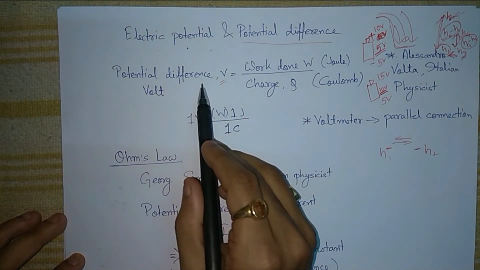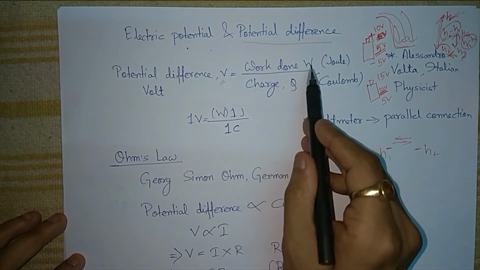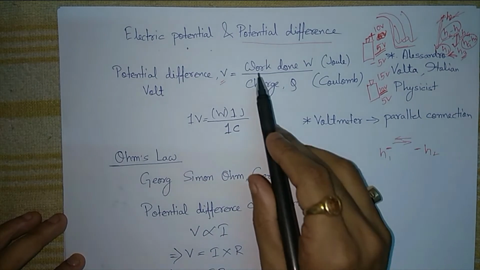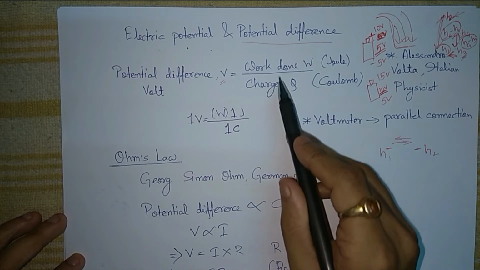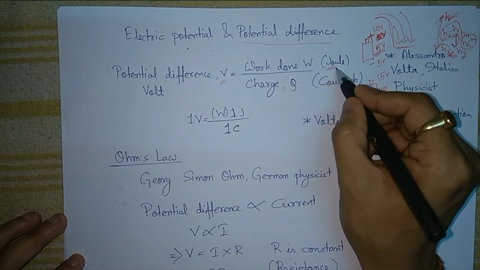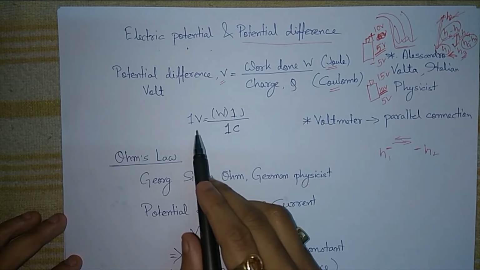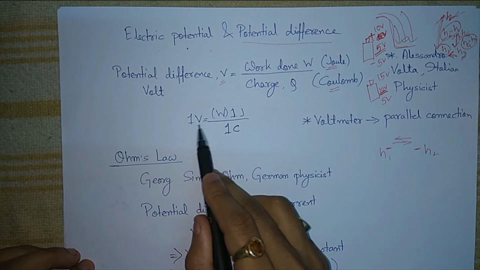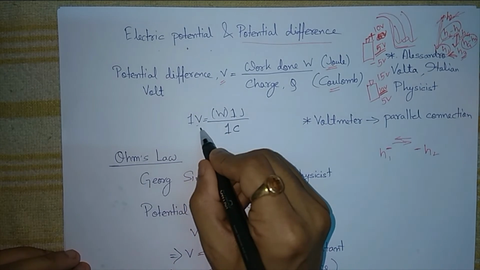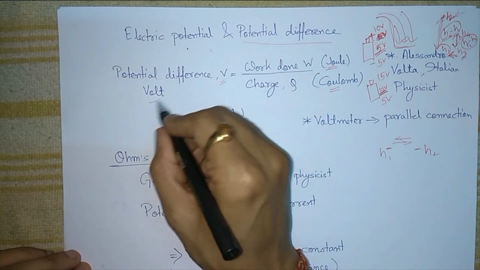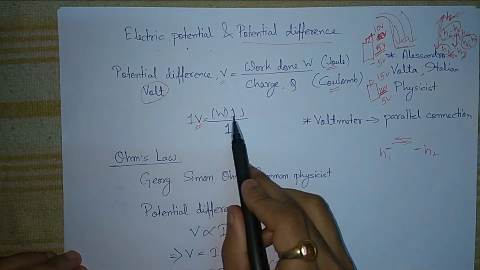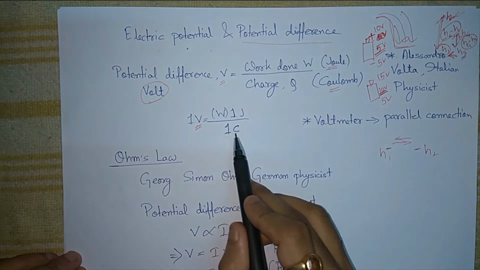So potential difference is equal to work done divided by charge. Remember, work done divided by charge. Work done unit is joule. Charge, we all know that the unit is Coulomb. So potential difference unit is volt. So 1 volt equals 1 joule by 1 coulomb.